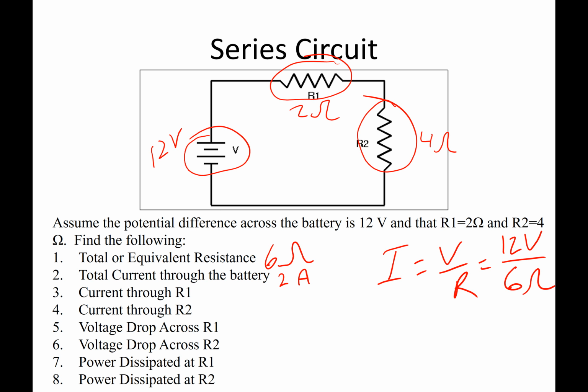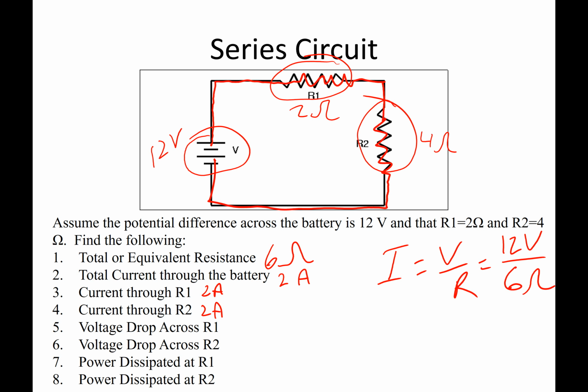So we're going to think about conventional current. The current's going to leave the positive terminal of the battery, which is the long line. It's going to travel through resistor 1, through resistor 2, and then back to the negative terminal of the battery. The current, since there's only one path, is the same through all parts of the circuit, which means if the total current is 2, the current through resistor number 1 is also 2 amps. Current through resistor 2 is also 2 amps.